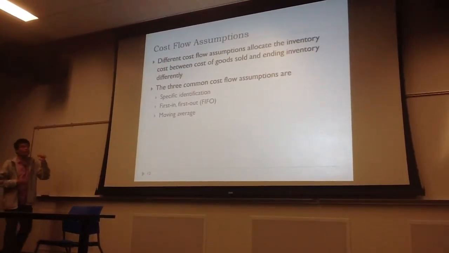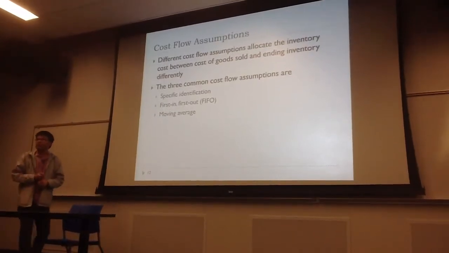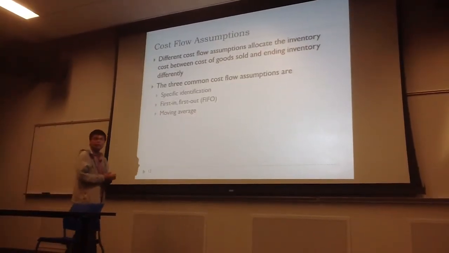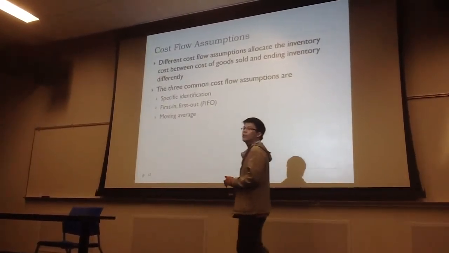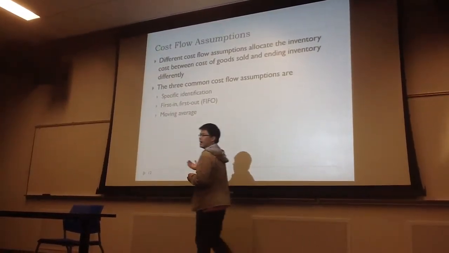And the first one is specific identification. The second one is the first in, first out, or the FIFO. And the third one is the weighted average, or the moving average. Okay, so we are taking the average.